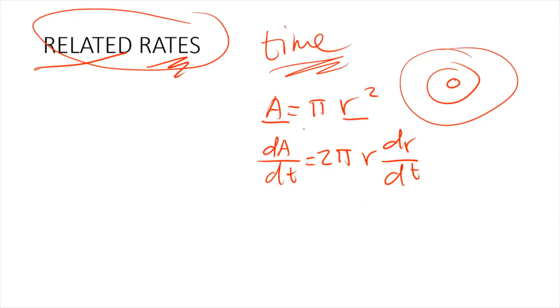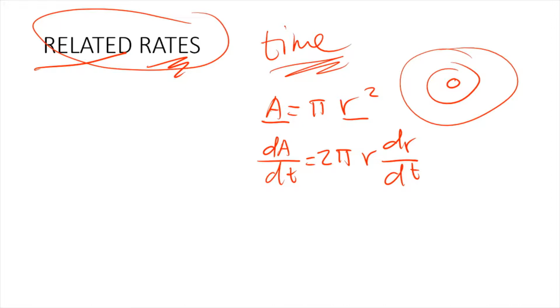Depending on the problem, the change in the area with respect to time can be known or unknown. The change in the radius also with respect to time can be known or unknown, and our task is to solve for whatever is unknown in the given problem. Okay?